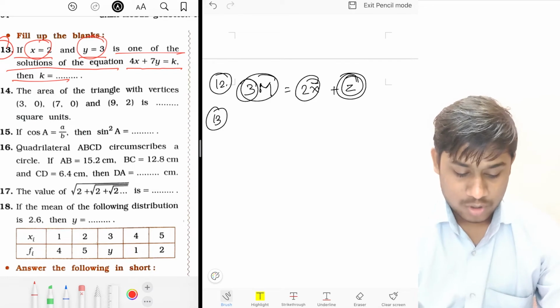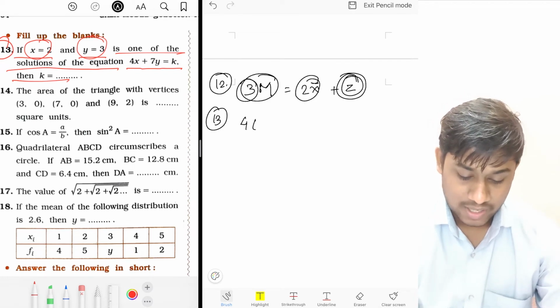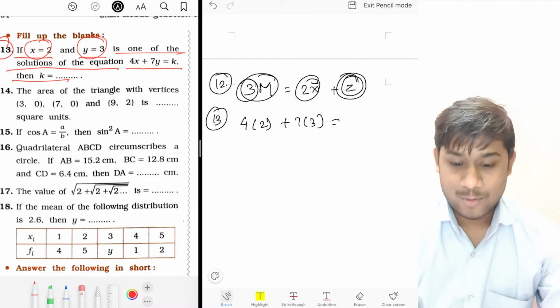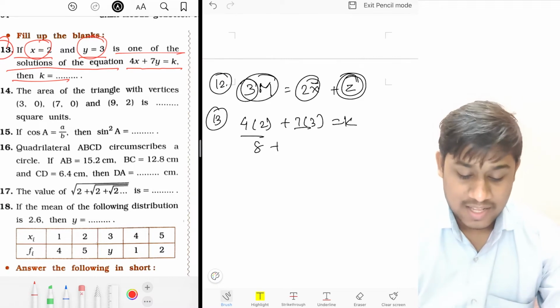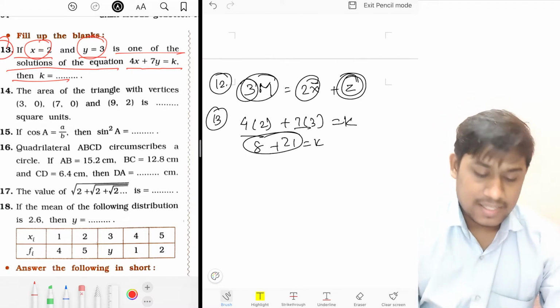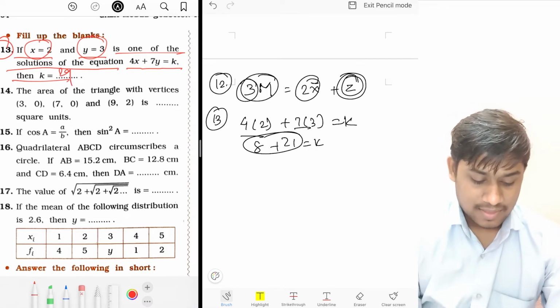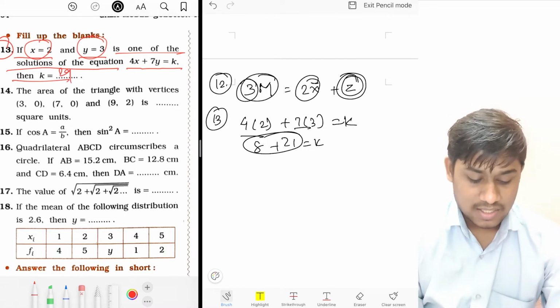So what do you have here? You see this one, see 4 times 2 plus 7 times 3 is equal to k. 4 2s are 8 plus 7 3s are 21 is equal to k, right? Add them, what do we have? 29. That's it, very simple, right?